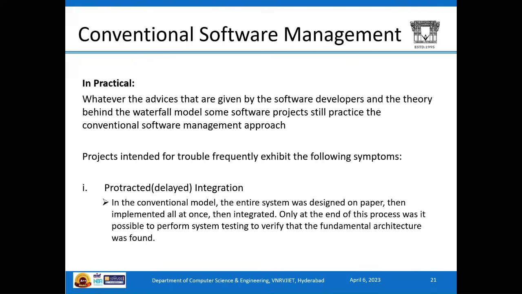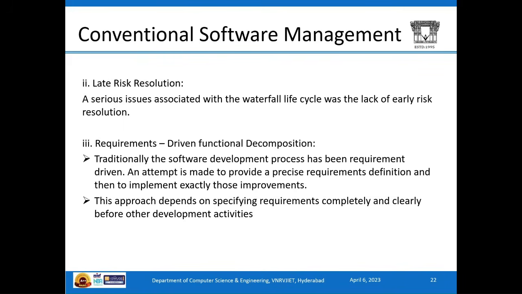So, in practice, whatever advice is given by the software developers in the theory behind the waterfall model is taken into consideration, and some software projects still practice this conventional software project management approach in which some symptoms are exhibited. The first one is protracted integration, which is the delay of the integration, as the entire system was designed and implemented all at once, and then only it is integrated. At the end of the process, we verify the defects.